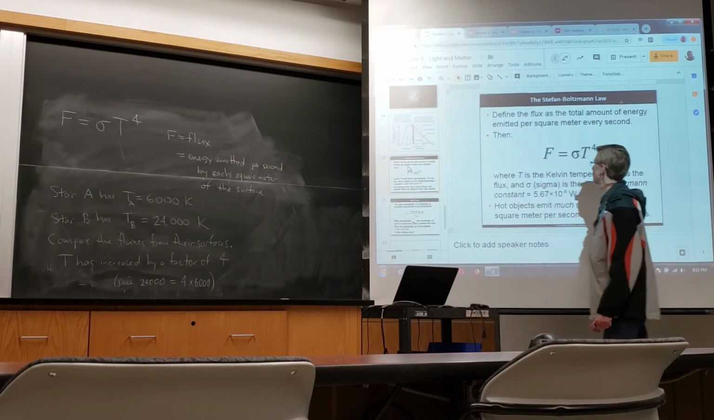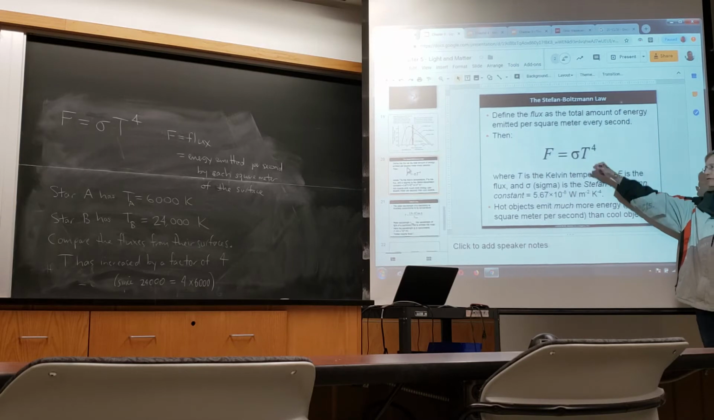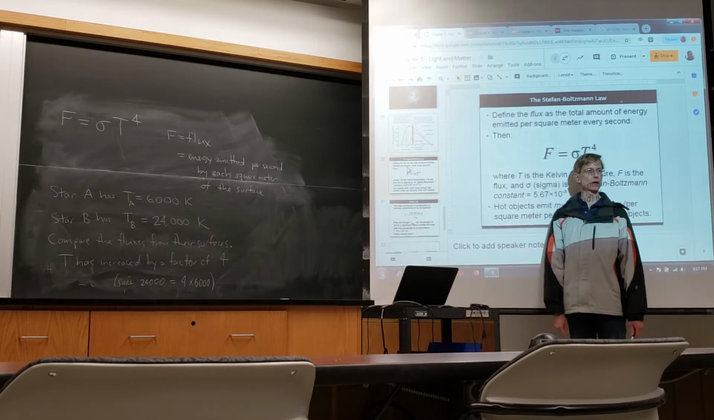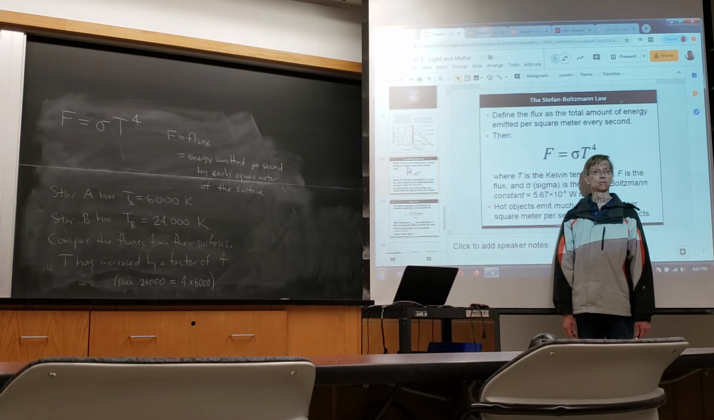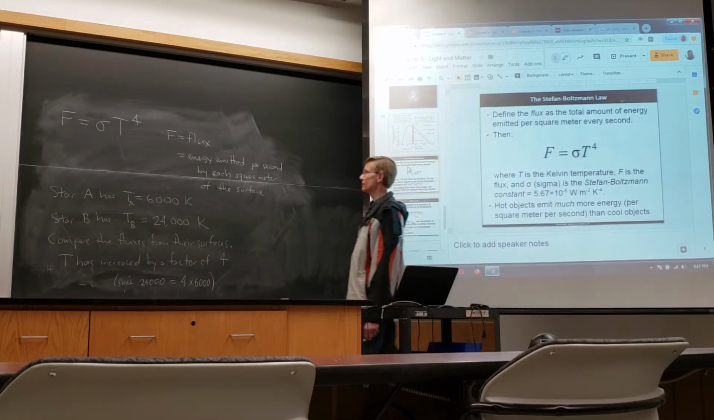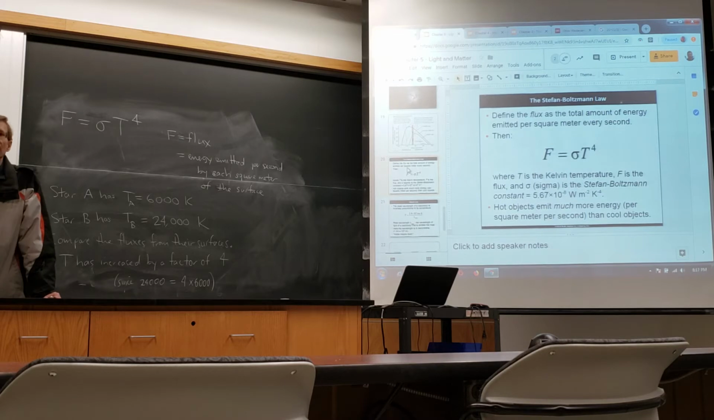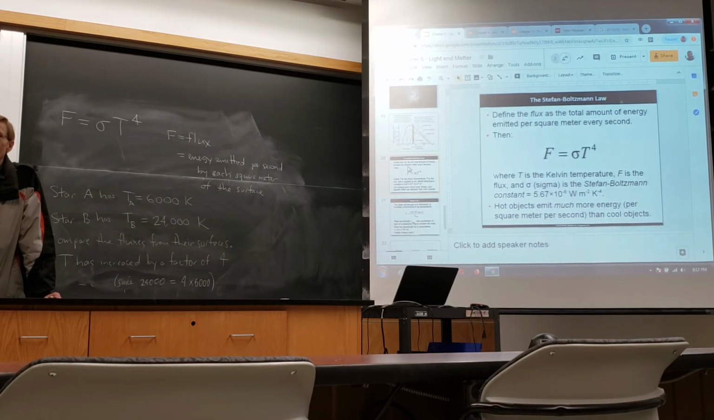Flux depends on temperature to the fourth power. So, is the flux of star B four times bigger than the flux of star A because I made the temperature four times bigger? It is not. What do I have to do? Flux depends on temperature to the fourth power, so what do I have to do to that factor to get how much bigger the flux got? Take a wild guess. Temperature is raised to the fourth power in order to get the flux, so if I make the temperature two times bigger, what would I do to that two to get how many times bigger the flux is?